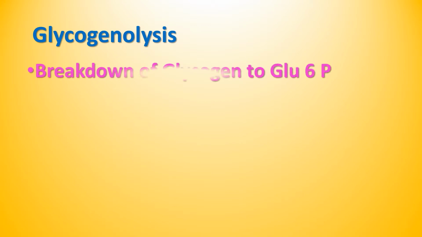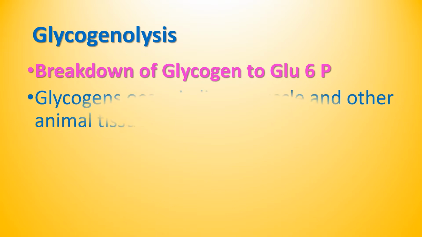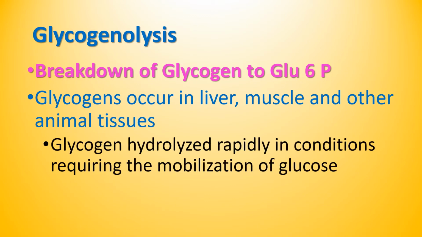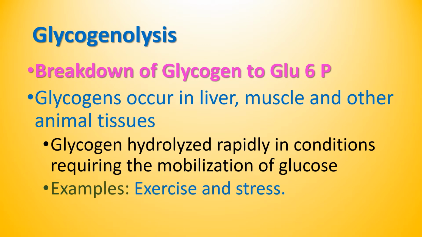What is glycogenolysis? It is defined as the breakdown of glycogen to glucose 6-phosphate. Glycogen is present in liver, muscle and other animal tissue, and when the body needs energy or there is a deficiency of glucose in the body, then glycogen gets hydrolyzed and is converted into glucose. For example, during exercise and stress, there is a requirement of more glucose. So in that situation, glycogen gets hydrolyzed to provide glucose to the cells.